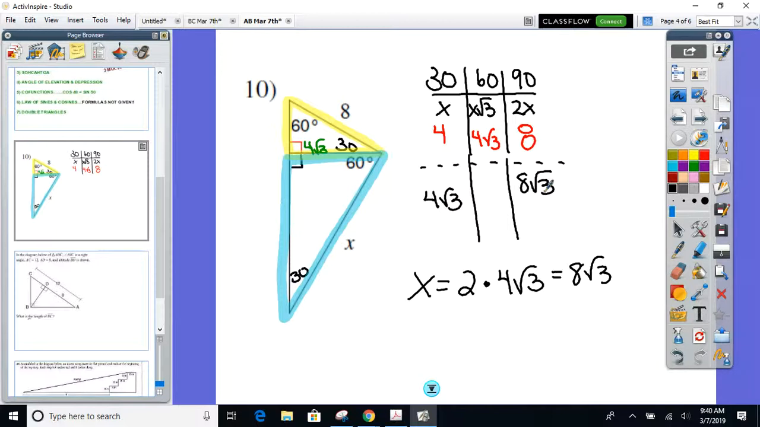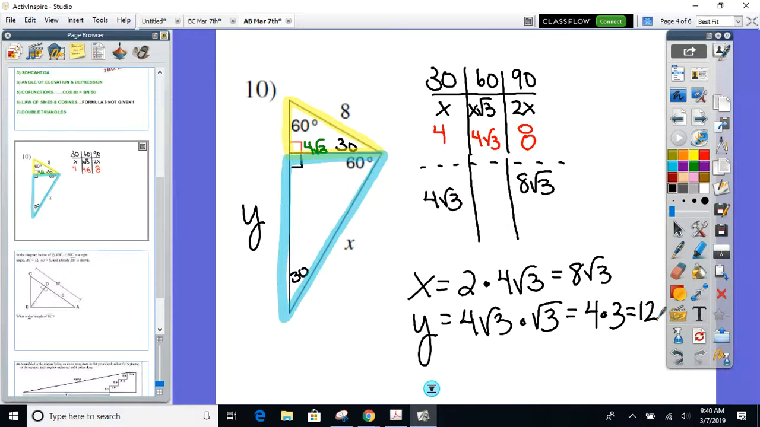Do you want to do the side across from 60 here? Okay, I'll call it y now. So how do I find that side? What do I do with the 4 radical 3? What do I do with this side here to get to the side across from 60? Multiply it by, okay, ready? Still going to stay 4. What happens when you multiply a radical by itself? It becomes the number underneath. What's the number underneath? So times 3, so that side would be 12. All right, I'm not going to get more crazier than that tomorrow.